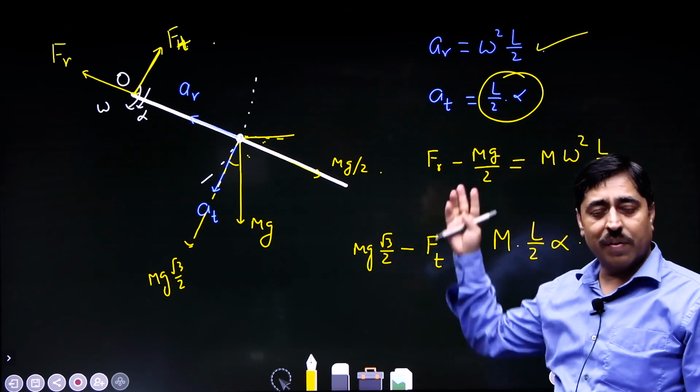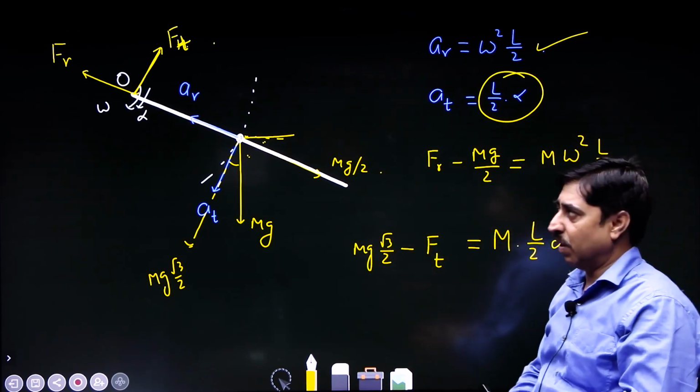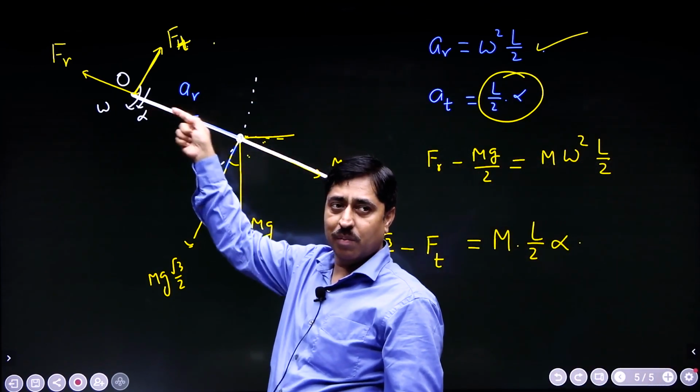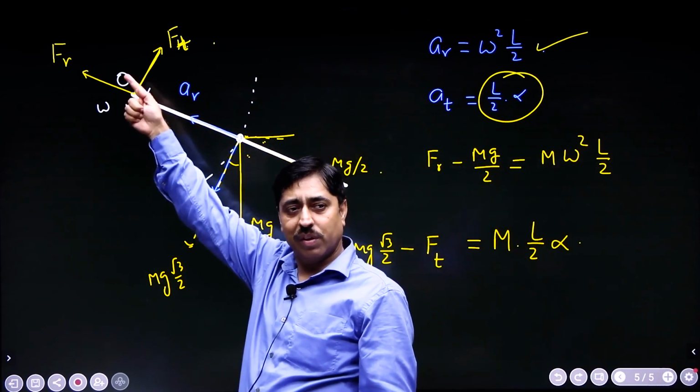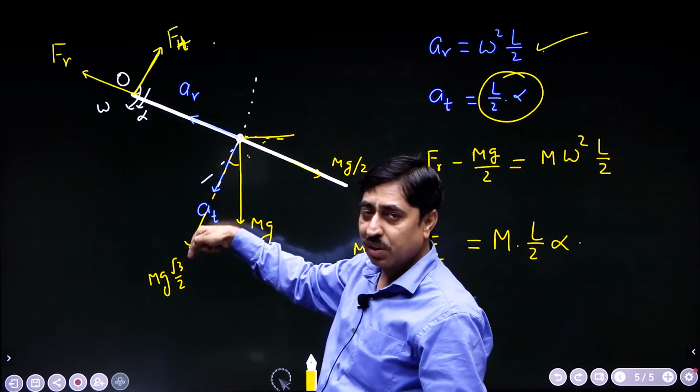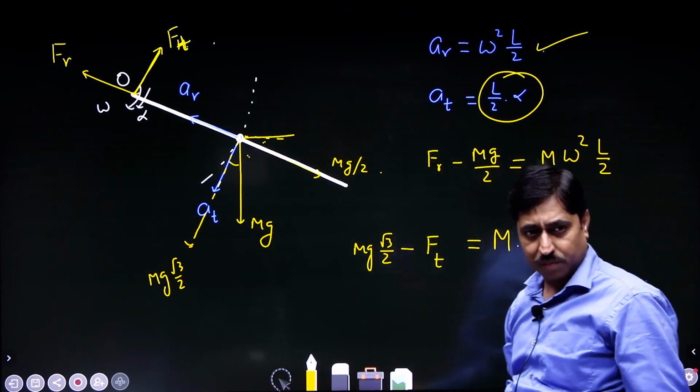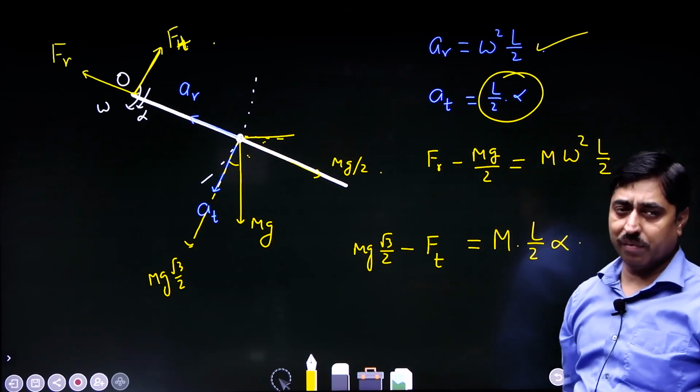right. So, I have written these two equations for motion of center of mass. For radial acceleration of center of mass, mass times radial acceleration is net force in this direction. Mass times tangential acceleration is net force in this direction. So, I know the value of alpha, I can calculate Ft.